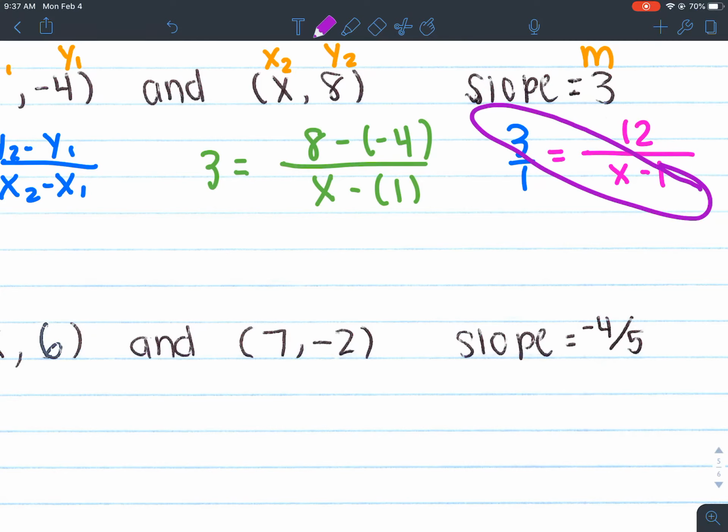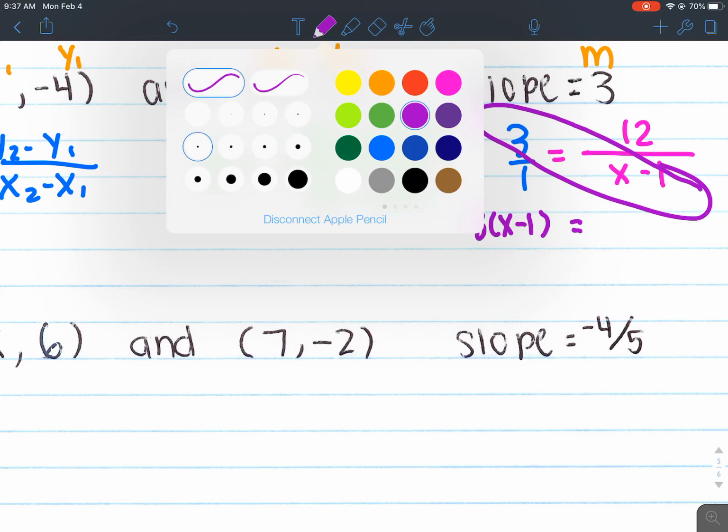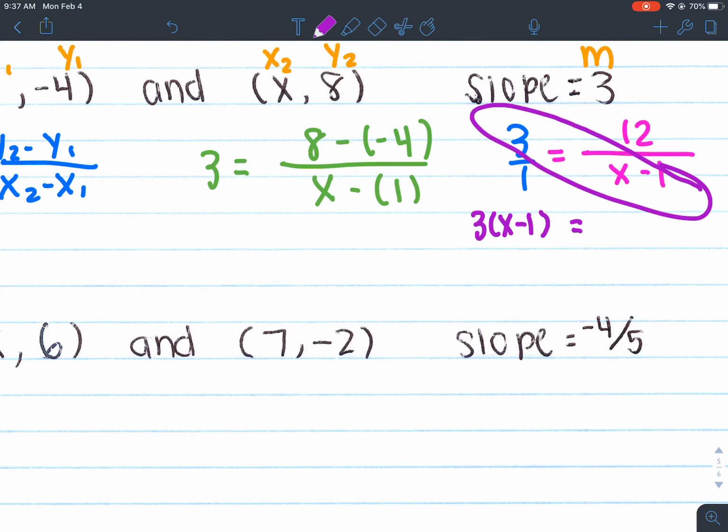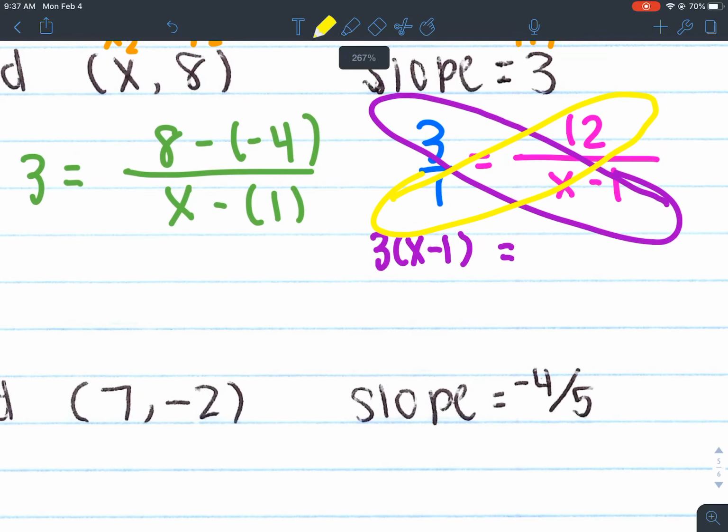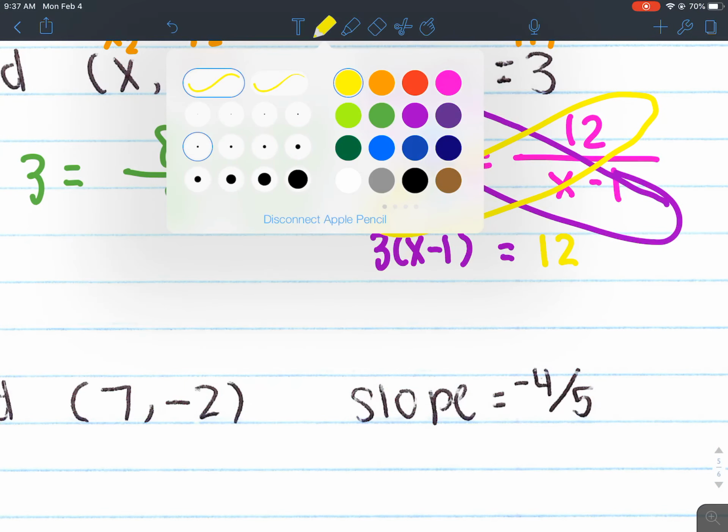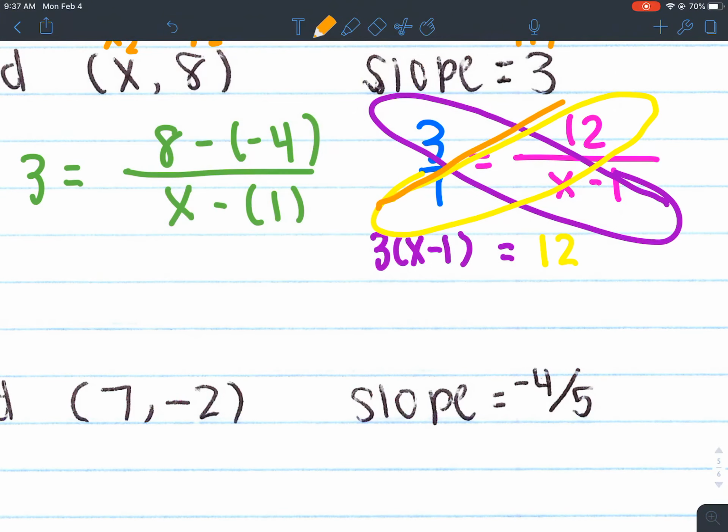Okay, so let's do the first one first. 3 times x minus 1 equals, okay, and I'll keep that in purple. Actually, I'll change it. Let's do yellow over here. The yellow part, which is 1 times 12, which is 12, okay? That's so hard to see. I give up. Okay, we're going to do 12 here. Okay, so we have 3 times x minus 1 equals 12.